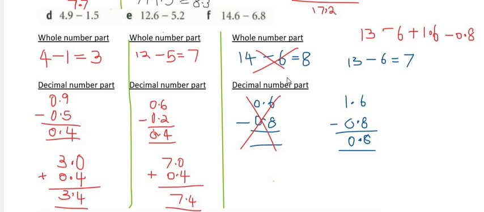Now we are going to join the whole number part and the decimal part. So 7 means 7.0 plus 0.8, and we get 7.8. Hope you enjoyed learning addition and subtraction of decimal numbers.